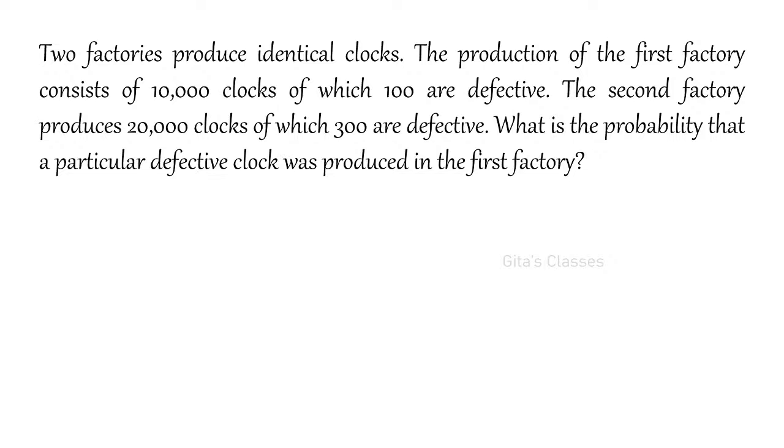Yeah, just read the question once. Two factories produce identical clocks. The production of the first factory consists of 10,000 clocks, of which 100 are defective. The second factory produces 20,000 clocks, of which 300 are defective. What is the probability that a particular defective clock was produced in the first factory?